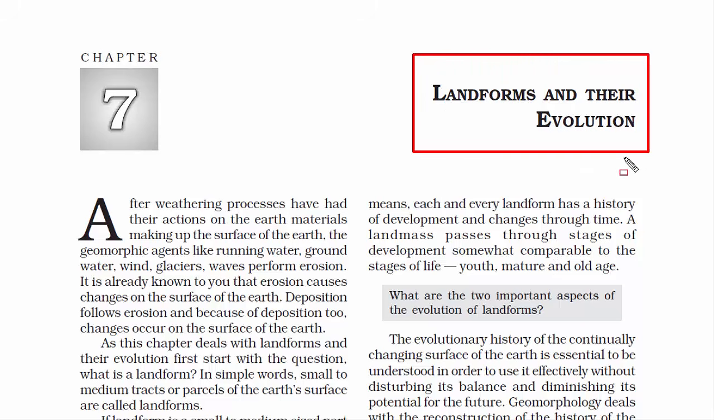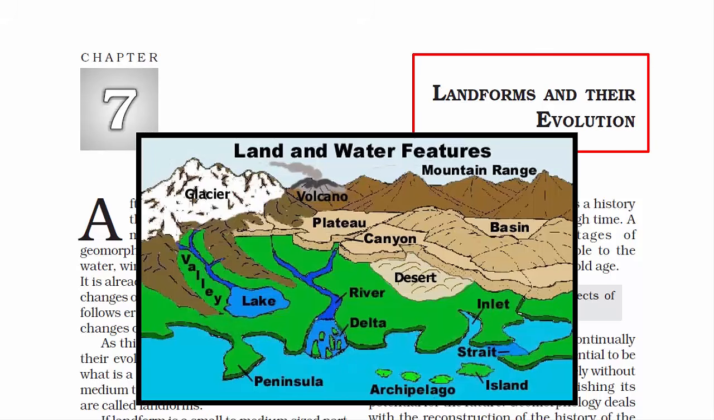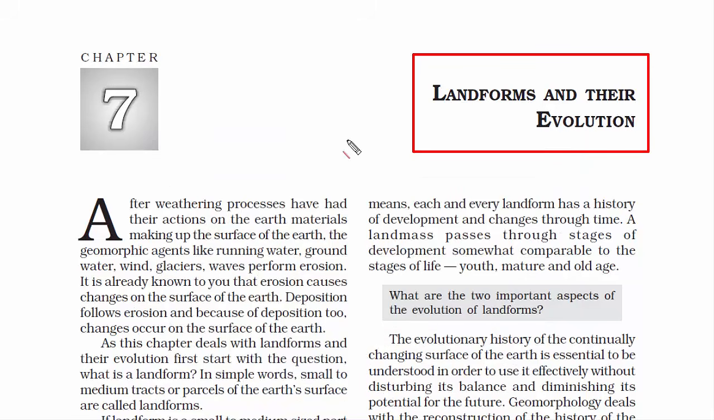Landforms and their evolution. From the name of this chapter, we can figure out that in this chapter, we're going to read about the process in which various landforms were formed. Landform means land formation. So the Earth's surface is an uneven terrain. Somewhere you'll find plain land, then somewhere you'll find upland, like a mountain or a plateau.